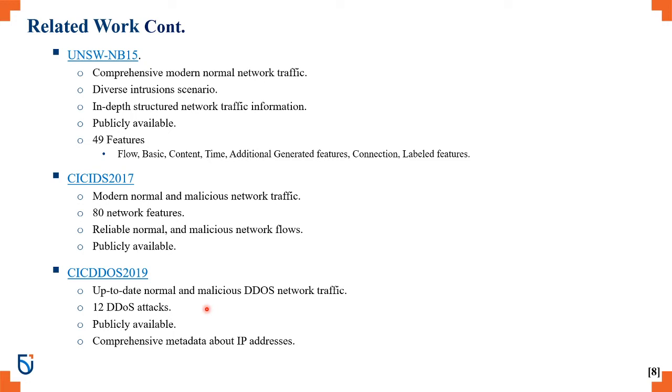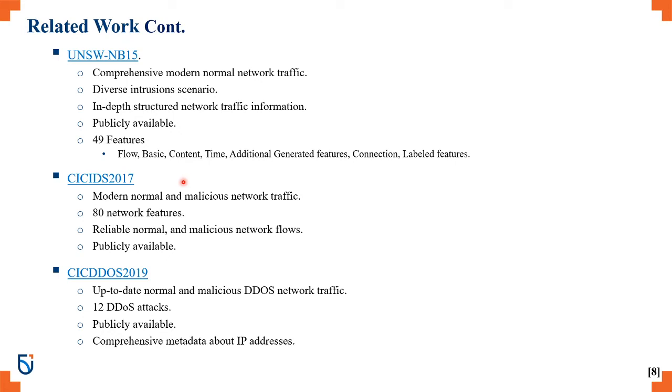The UNSW-NB15 dataset was developed at the University of New South Wales, Australia. It provides comprehensive modern network traffic, diverse intrusion scenarios, and in-depth structured network traffic information. The dataset is publicly available. It has 49 features that are categorized into flow, basic, content, time, additional generated features, connection, and label features.